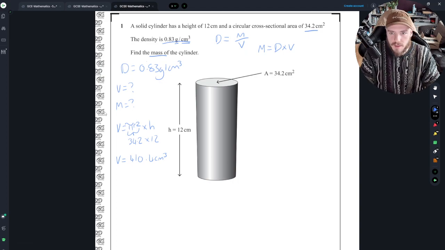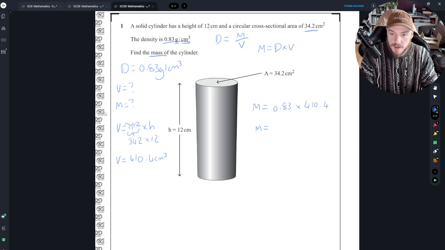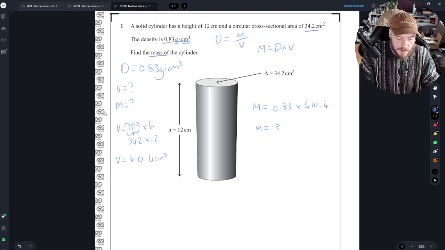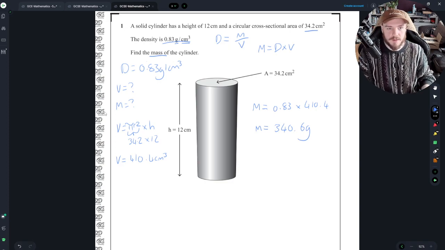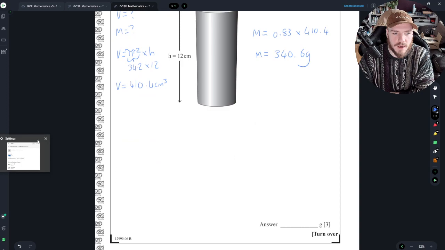Mass is equal to density times volume, so mass is equal to 0.83 multiplied by 410.4. Our mass is equal to 340.6 grams. First question's not too bad. Let's take a look at the next one.